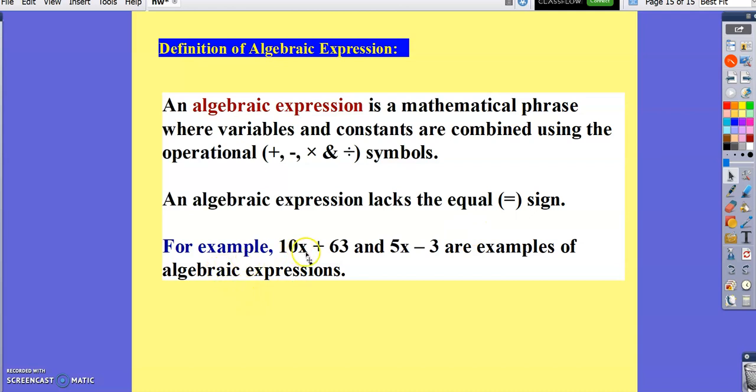For example, 10x plus 63 and 5x minus 3 are examples of algebraic expressions. As you can see, x is called a variable while numbers are called constants.